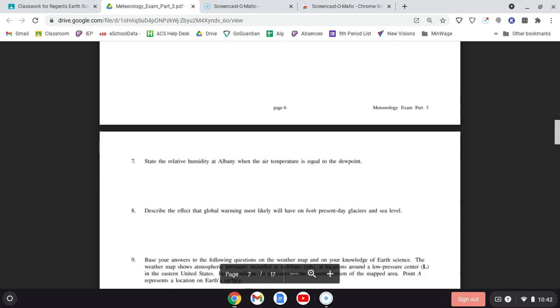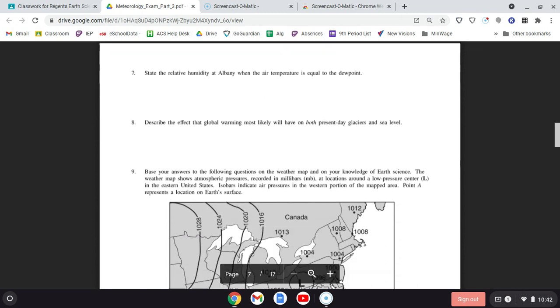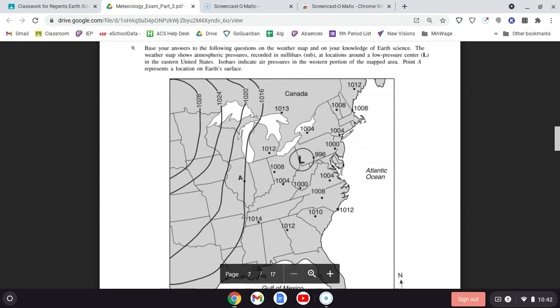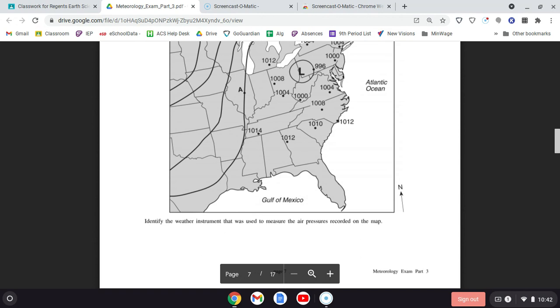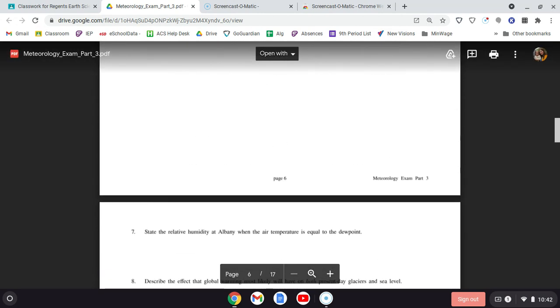Let's see, number 8. Describe the effect that global warming most likely will have on both present-day glaciers and the sea level. So if there's global warming, what does it do to the sea level? And what does it do to the glaciers that are right now? Everybody good with that one?